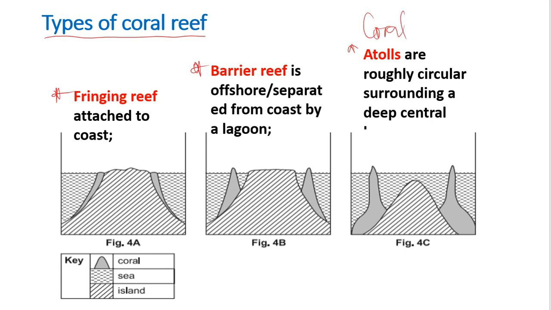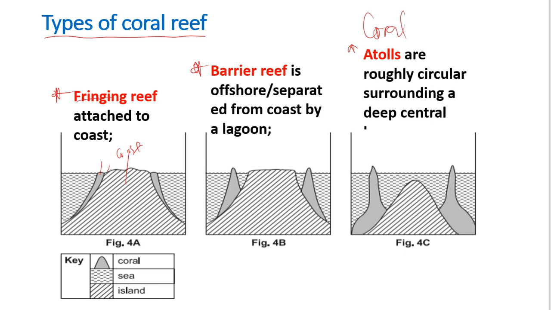This is quite straightforward. A fringing reef is when the coral is attached to the coast. So if this is an island, here forms the coastline. Once the coral is attached to the coast, it's called a fringing reef.